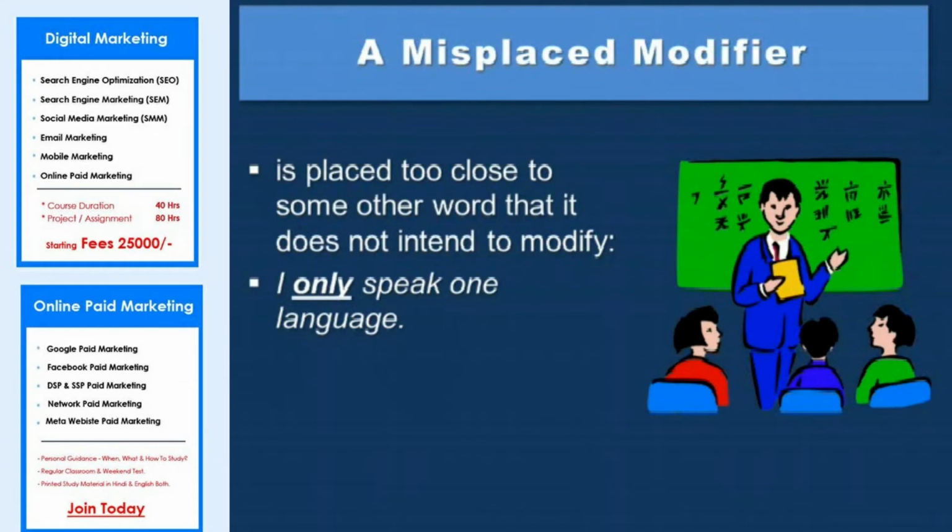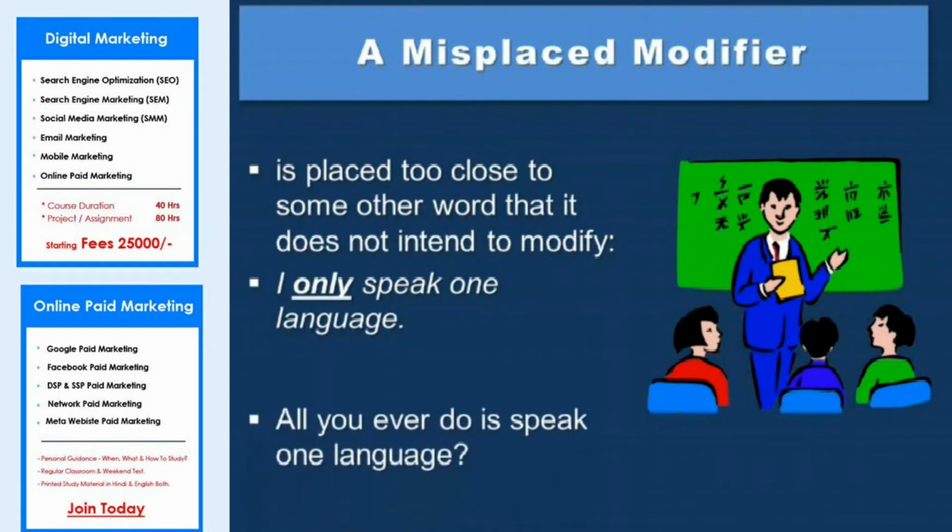So, in order to correct it, you can say I speak only one language, or you could also say I speak one language only. But what is wrong with the given sentence? What idea does it convey? I only speak implies as if I don't perform any other activity. Only, if it is placed before speaking, is an adverb. Here it modifies speaking. That means the speaker does not perform any other action except speaking one language, which is definitely grammatically wrong construction.